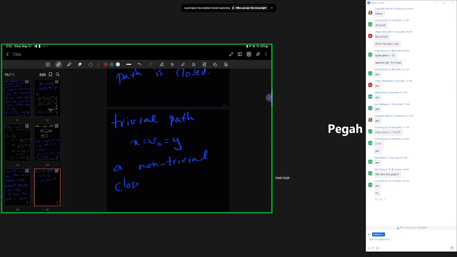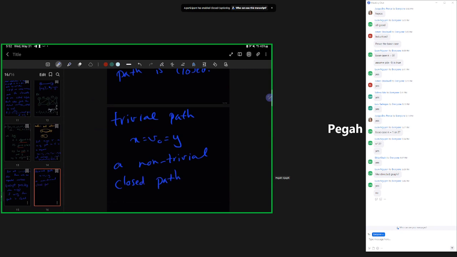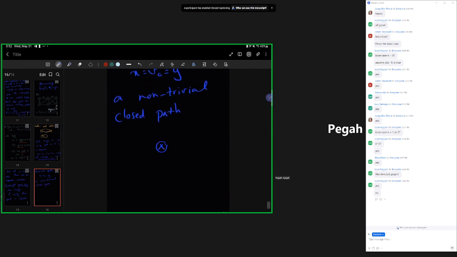A non-trivial closed path, for example, is going to be something like this. It starts at X. This is going to be V0. And then it goes to this one, connects to this one, and then all the way to this one and gets back to here. It means this is the path. Start here, and all the way go. This is the closed path. This is non-trivial. And then if it's going to be like this, start from X, go back to X, it's called a cycle. So we already have the cycle.